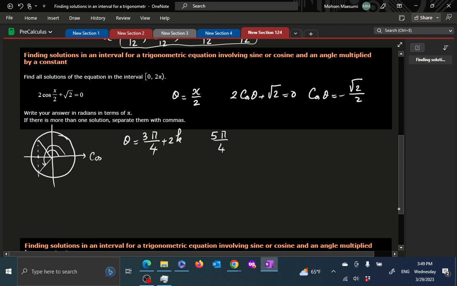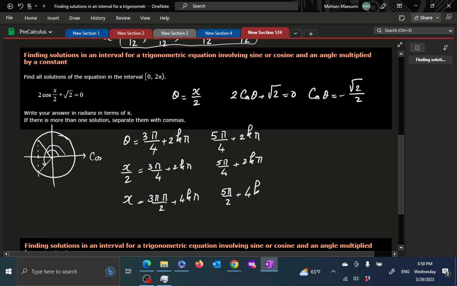As before, we can add a multiple of 2 pi to this. So these are all the solutions. However, this is x over 2. It's x over 2 that is equal to this angle, and or is equal to this angle, 5 pi over 4 plus 2k pi. So what is x? Well, I have to multiply both sides by 2. So it becomes 3 pi over 2 plus 4k pi, and this becomes 5 pi over 2 plus 4k pi.